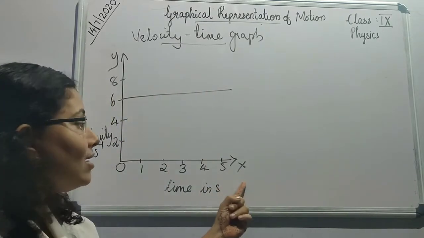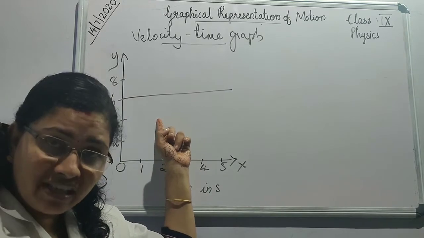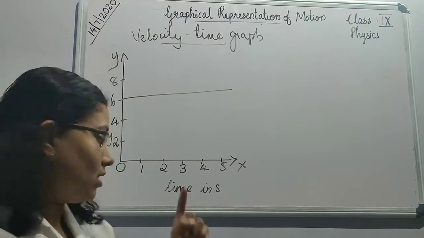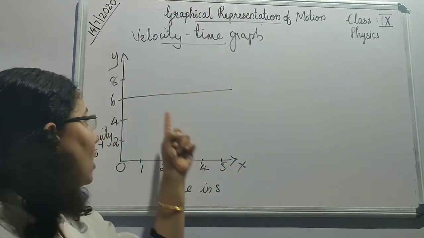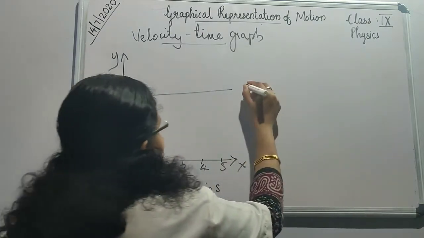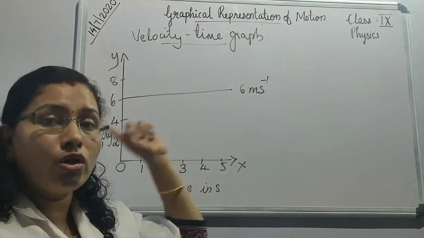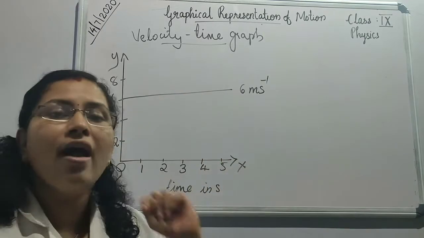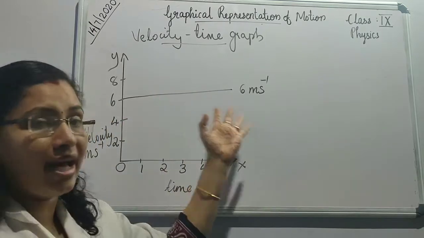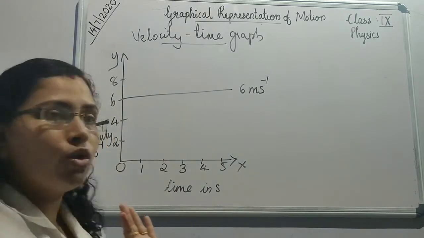is a straight line which is parallel to the x-axis. Does that mean the object is at rest? No, we cannot say that, because in the y-axis we are taking velocity. As time passes, the object is moving with a constant velocity, that is 6 meter per second. If I take speed instead of velocity, then we can say that the object moves with constant speed. Just change it to speed, that's all.